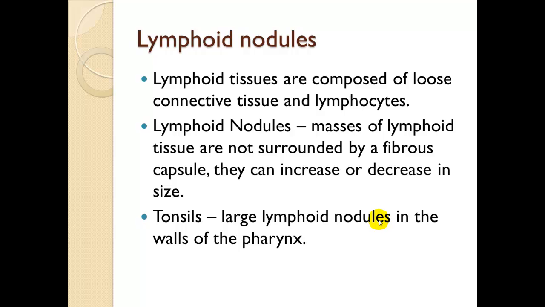Lymphoid nodules. Lymphoid tissues are composed of loose connective tissue and lymphocytes. The reason they're loose connective tissue is so they can expand. Lymphoid nodules, masses of lymphoid tissue, are not surrounded by a fibrous capsule. They can increase or decrease in size. An example of this is the tonsils, large lymphoid nodules in the wall of the pharynx.